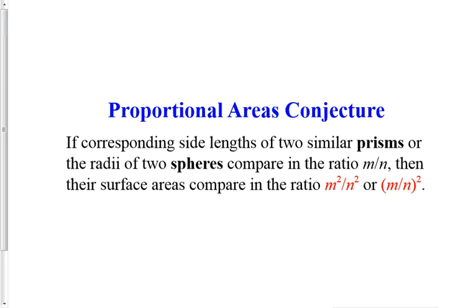So the proportional areas conjecture not only applies to 2-dimensional figures with area, it applies to 3-dimensional figures with surface area as well. This is the same conjecture, just reworded slightly to apply to prisms and spheres, which are the 3-dimensional figures.